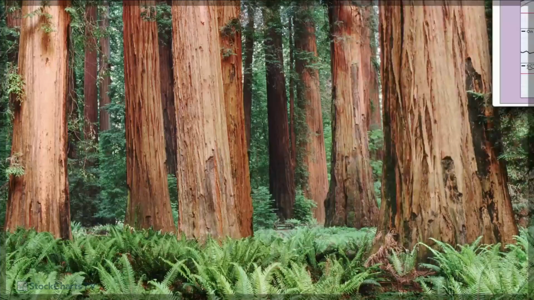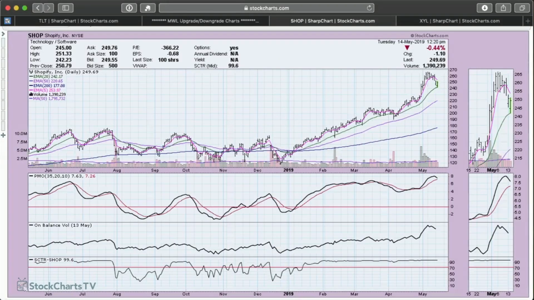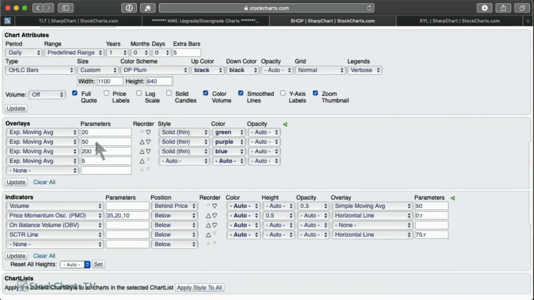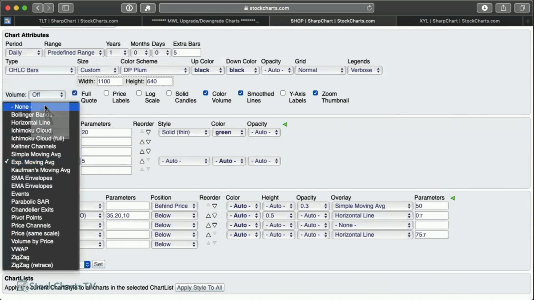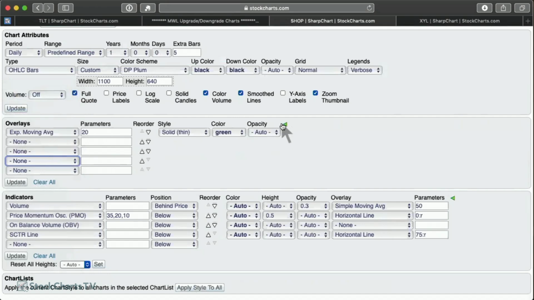So I'm just going to take, I always do this, I lose my mouse. There it is. All right, so I've got a bunch of moving averages on here. We're going to take all of them off but the 20. And then we're going to add the Bollinger Band.